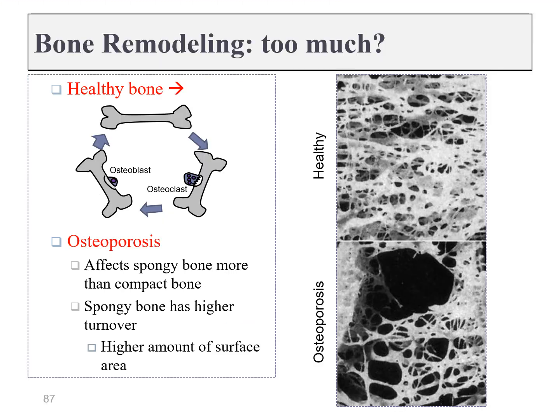Now that we've learned about bone tissue, we can move on to discuss osteoporosis. This is a condition that affects bone density. In healthy bone tissue, the remodeling units should be balanced. The amount of bone resorption done by osteoclasts should be equal to the deposition done by the osteoblasts, and this will keep bone tissue healthy.